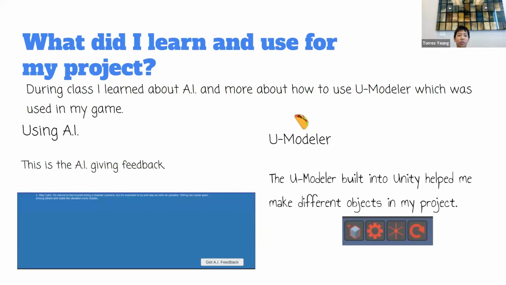What did I learn and use for this project? During class, I learned about AI and more about how to use Unity and the ProBuilder modeler, which was used in my game. First, using AI. This is just a picture of the AI giving feedback. And then the modeler that's built into Unity helped me make different objects in my project.